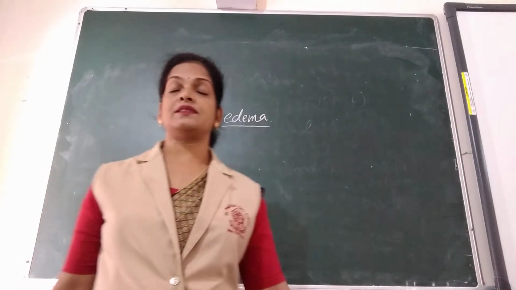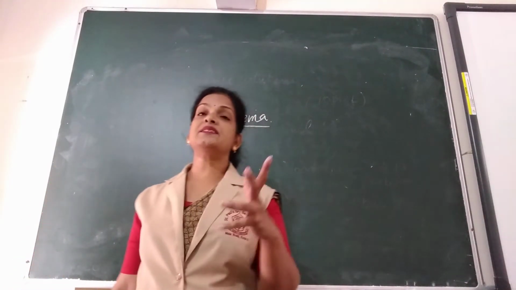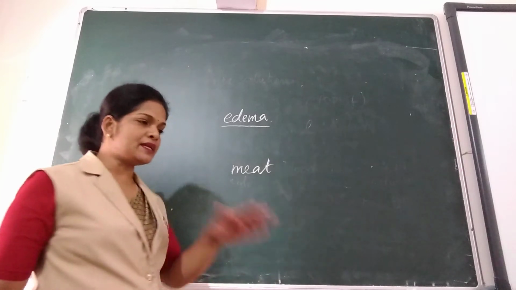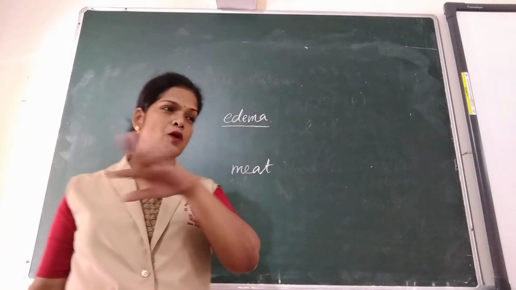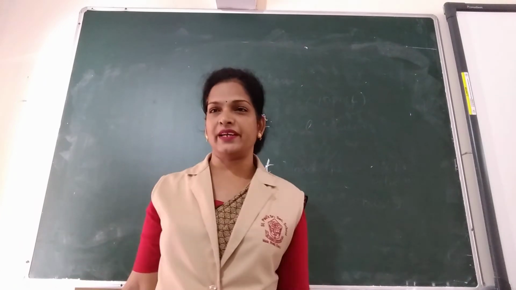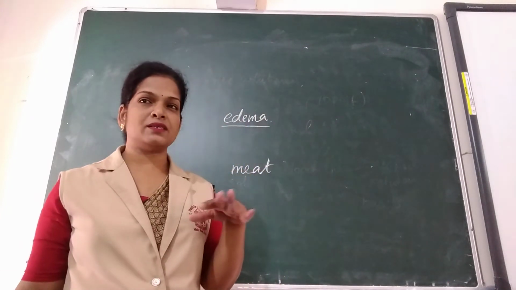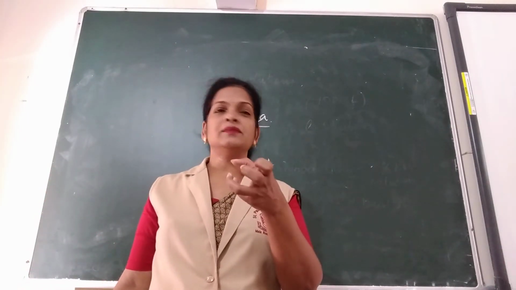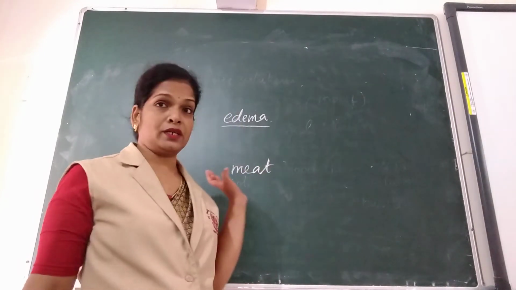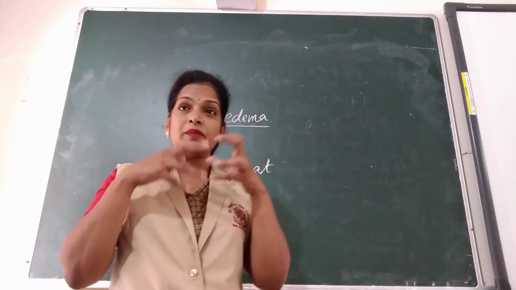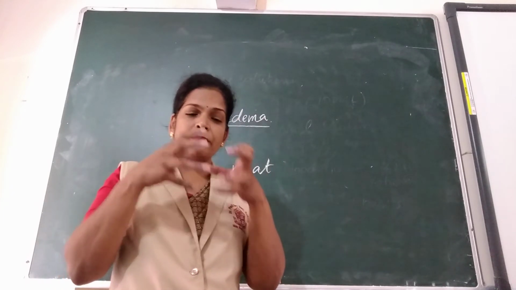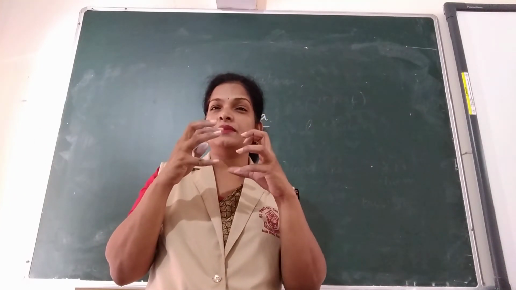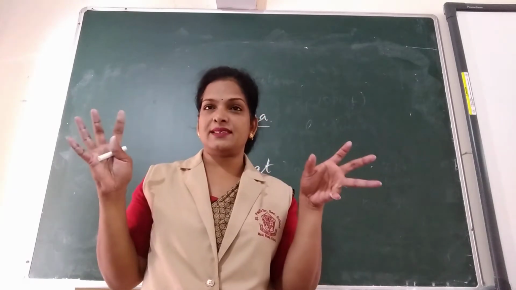Another application of this osmotic pressure is to preserve meat. To preserve meat, salt is spread or smeared on the meat and it is dried. When salt is smeared on the meat, what happens? Water from the bacterium will be entering into this meat. So the bacterium loses water and the bacterium collapses and dies.